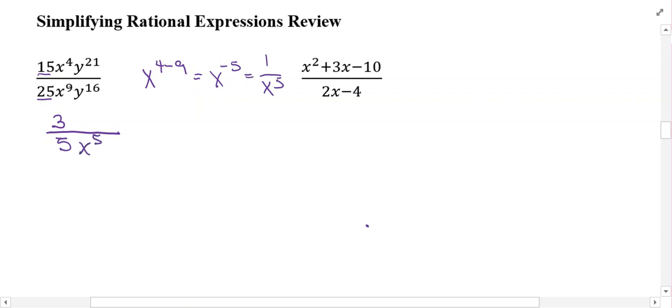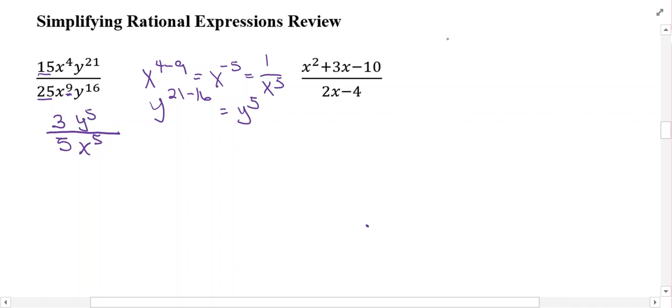You could also look at it as there's more x's on the bottom than there is on the top. So when you subtract them, it will go on the bottom. Looking at the y's, there's more y's on the top. So we have y to the 21st power minus 16, which will give us y to the 5th, and that lives on the top.